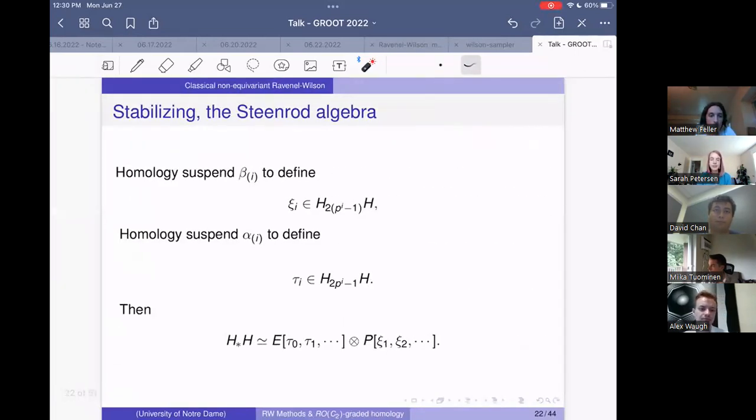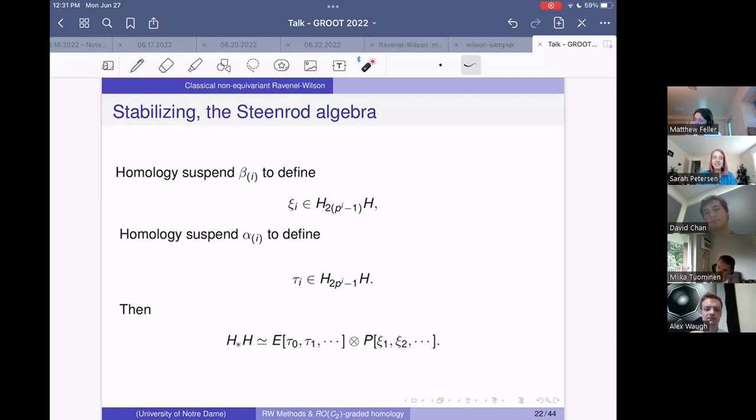And then, so this is an unstable answer, a computation that computes the homology of a space, but we could also think of stabilizing to the dual Steenrod algebra. And they also show that if you homology suspend beta sub I, to define some Xi's, and alpha parentheses I to define tau i's, we get the usual Milnor basis for the dual Steenrod algebra. So that's all the background on the non-equivariant Ravenel-Wilson story.